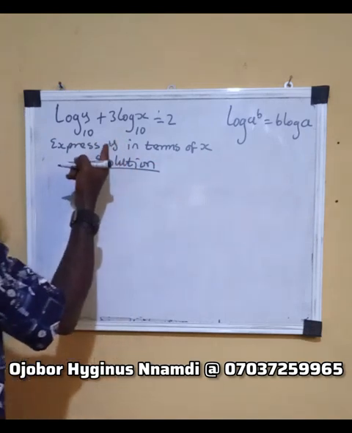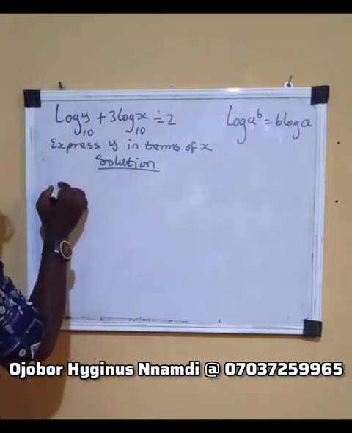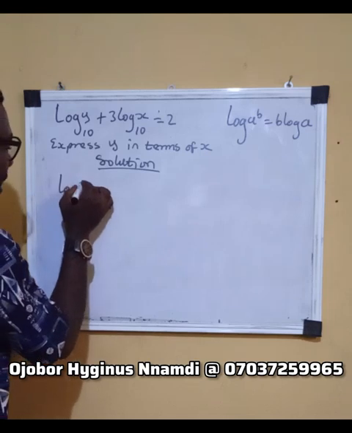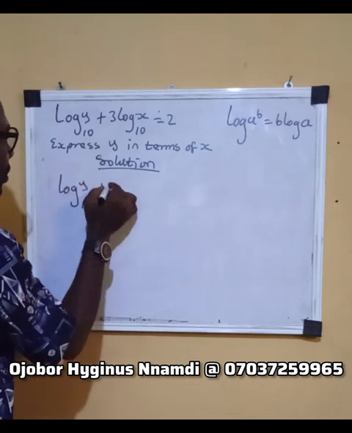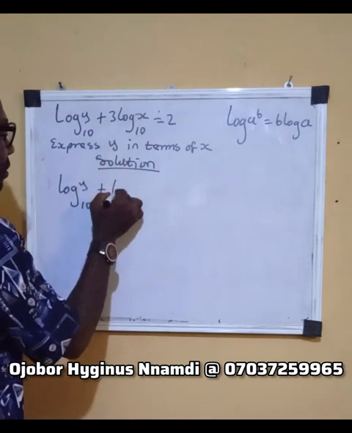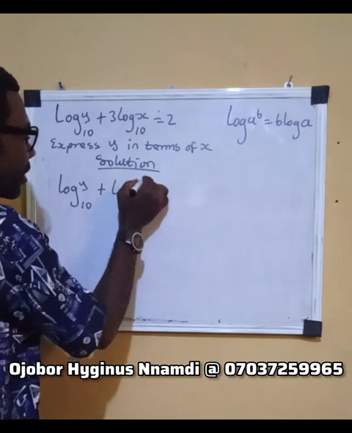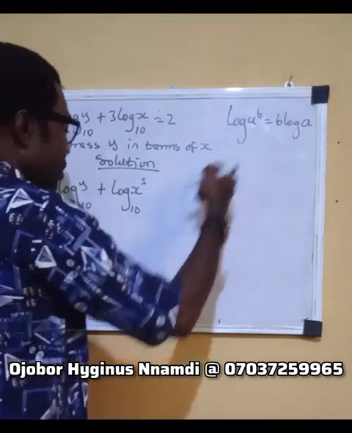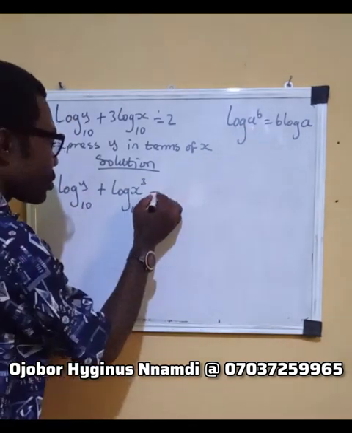I would not rewrite the question because you can still see it. This can be written as log y base 10 plus, instead of 3 log x base 10, you have log x raised to power 3 base 10, following this law. So having that is equal to 2.